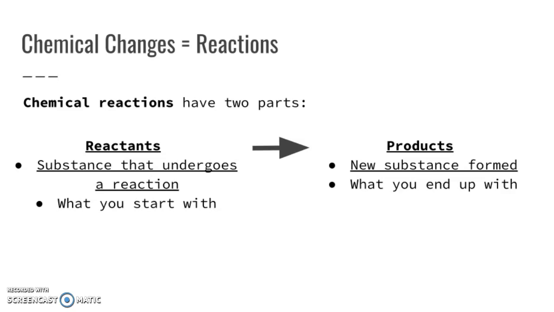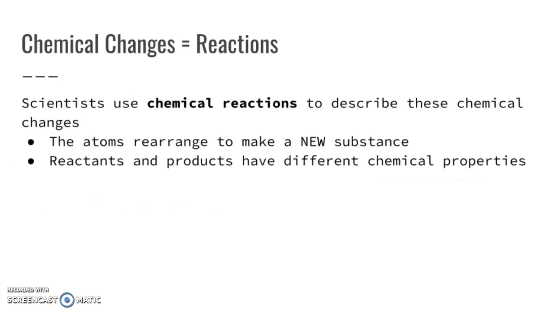And chemical reactions have two parts. There's the reactants, okay? My starting substances, right? Something that is going to undergo the reaction. It's what I'm starting with. And I have my products or my new substances that are going to be formed, right? What I'm ending with, okay? So reactants, what's reacting? Products is what is produced, okay? And we use these chemical reactions to describe chemical changes, okay? So atoms are getting rearranged, they're making new substances, and my reactants and my products are going to have different properties, meaning they're going to be different, okay?